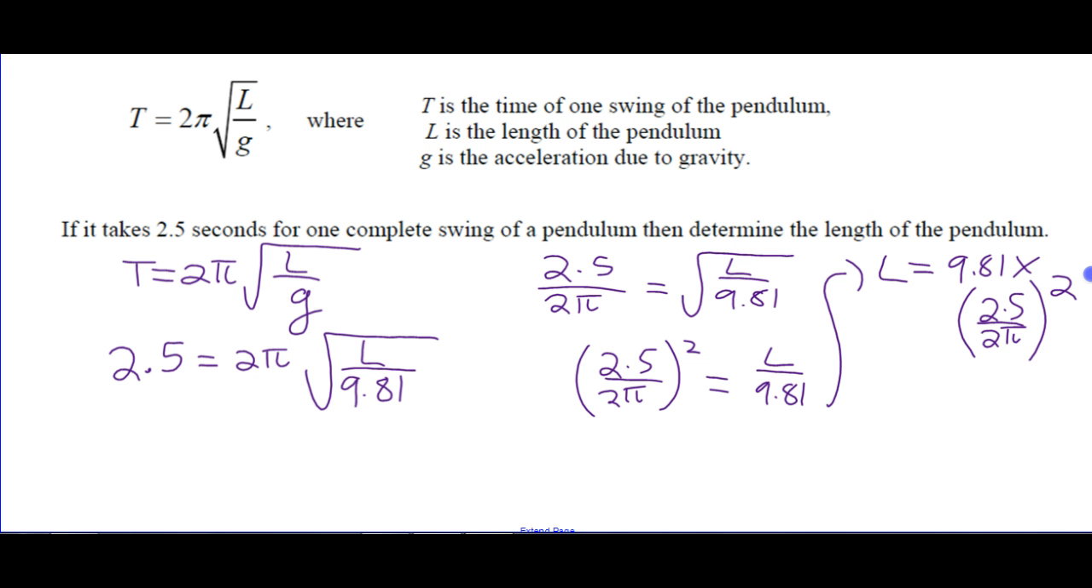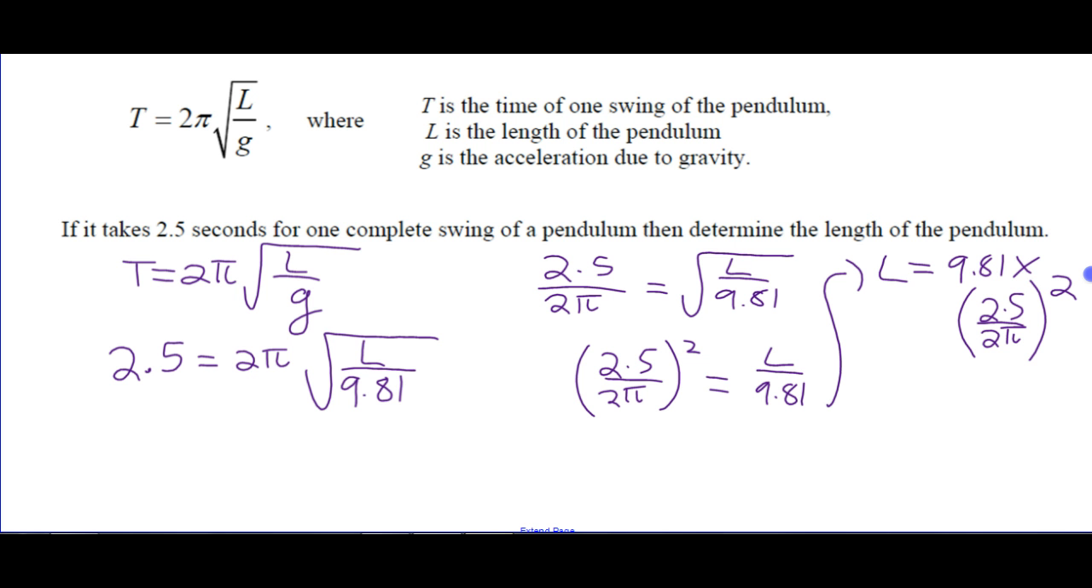There's the calculation. So 9.81 times 2.5 divided by 2 pi, all squared. So that needs to go in brackets. Everybody work it out. If you're going to get it wrong, do it now, and then we can figure out what you did wrong.